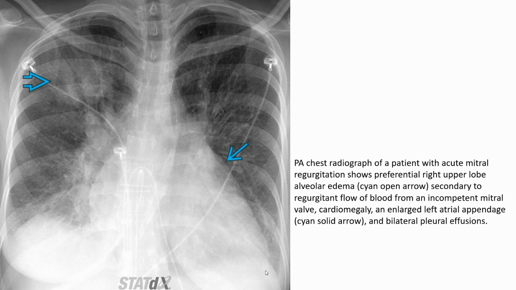This chest radiograph shows preferential right upper lobe alveolar edema, secondary to regurgitant flow of blood from an incompetent mitral valve, cardiomegaly, and enlarged left atrial appendage, and bilateral pleural effusion.